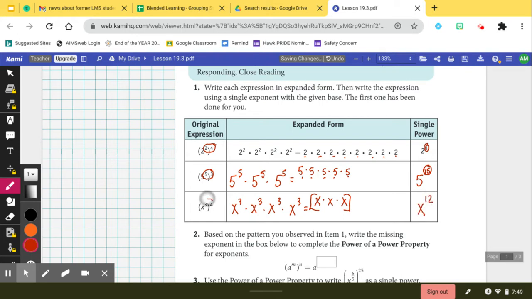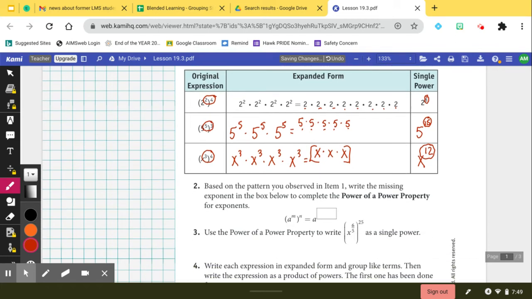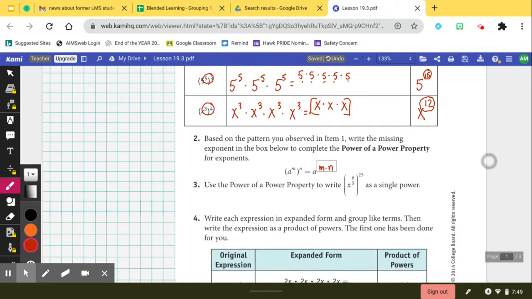And now you're probably seeing that relationship of, yep, if I'm raising a power to a power, all I need to do is multiply the two exponents. So it says, based on the pattern we observed in item 1, write the missing exponent in the box to complete the power of a power property. So a to the m being raised to the nth would be a to the m times n power.